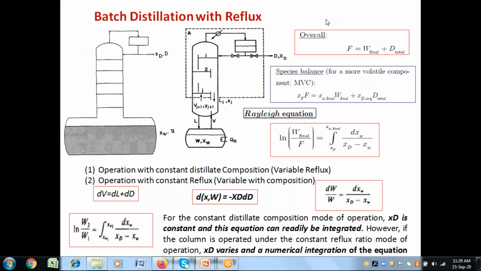From the batch operation, if you have to separate one of the components, you have to definitely use the batch distillation operation. So batch distillation with reflux, maybe one plate, two plate, three plate columns, you are seeing in pharma industries. So this type of problems are very important, and you can understand the processes very easily.